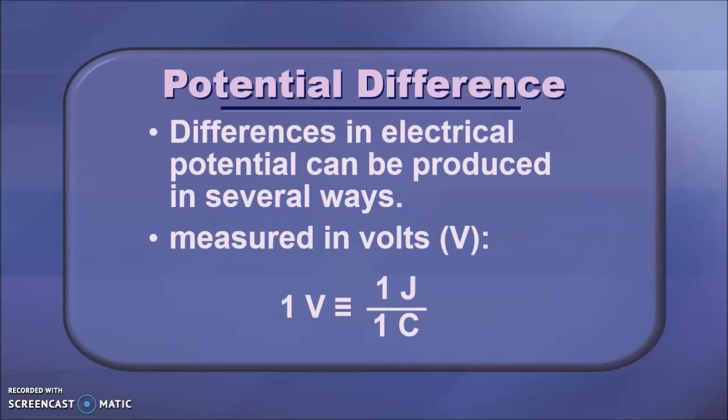Differences in electrical potential can be produced in several ways, but we are going to measure them in units called volts. Now, a volt is defined as 1 joule of energy per every 1 coulomb of charge. And this is kind of a recap of something that we talked about before. Just kind of keep this in mind. Now, we're going to go ahead and look a little further into what this coulomb is.